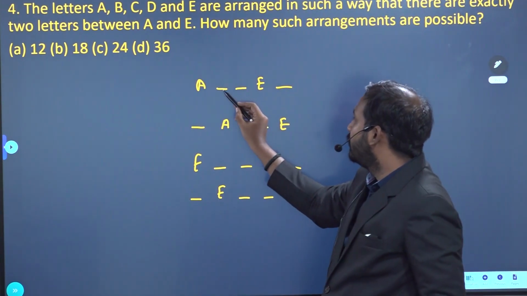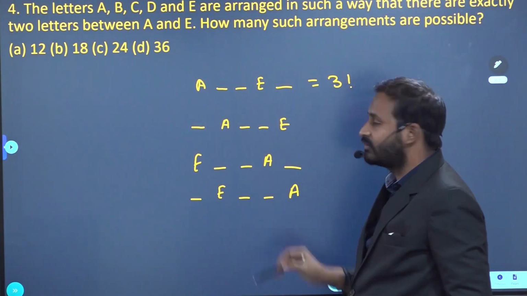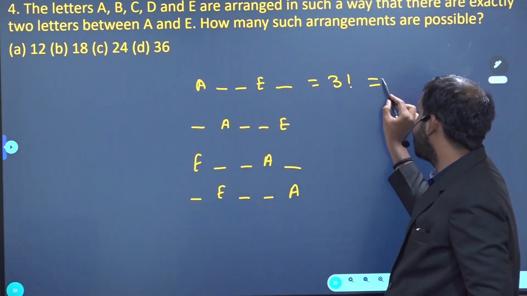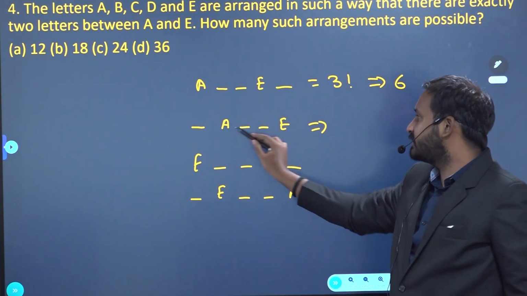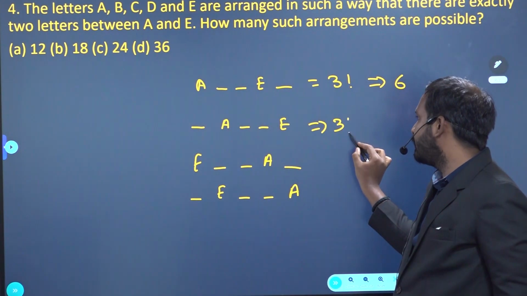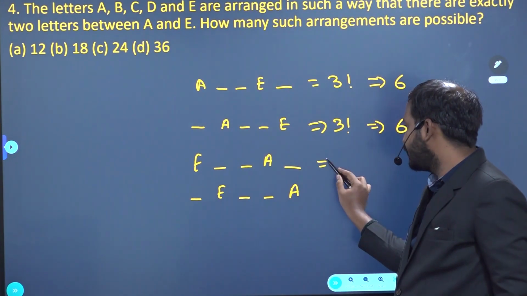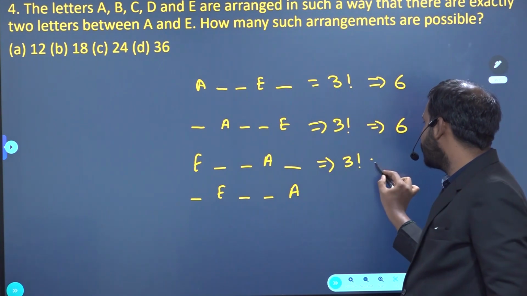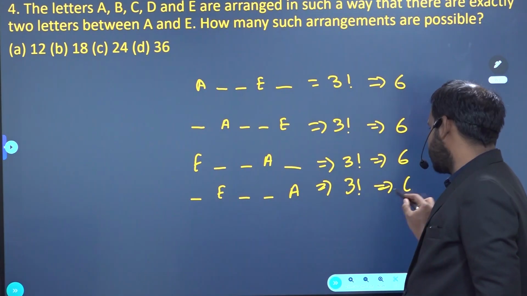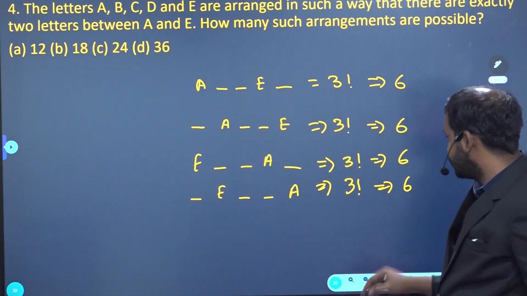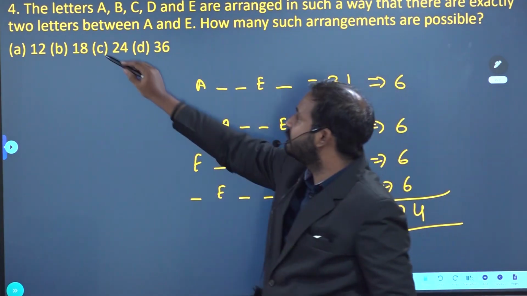Now here, how many positions are there? 3. So 3 letters can be arranged in how many ways? 3 factorial ways, so 6 chances. Here, 2 are fixed and there are 3 positions, and the remaining 3 letters can be filled in 3 factorial ways. So similarly here also 3 factorial, 6 ways. So total what I will get here? 24.